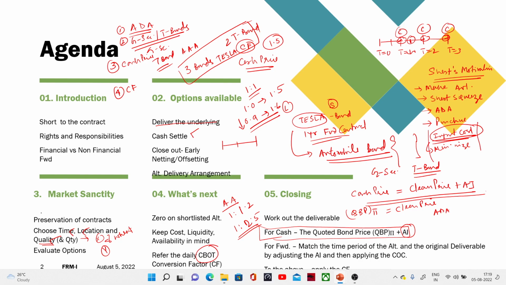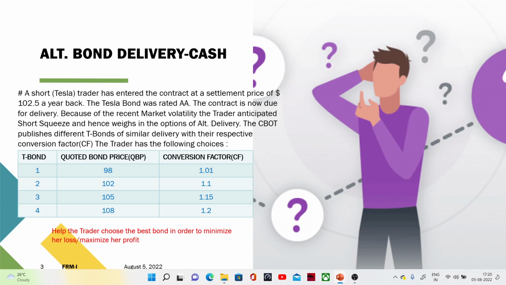So if we have all of this understanding at our disposal, let's boil down quickly to a problem, and I'm sure this will ease up a lot of things. A short trader has entered the contract at a settlement price of 102.5 a year back. The Tesla bond was rated AA. The contract is now due for delivery. Because of the recent market volatility, the trader anticipated a short squeeze and hence weighs the options of alternate delivery. The CBOT publishes different T-bonds of similar nature with their respective conversion factors. The trader has the following choice.